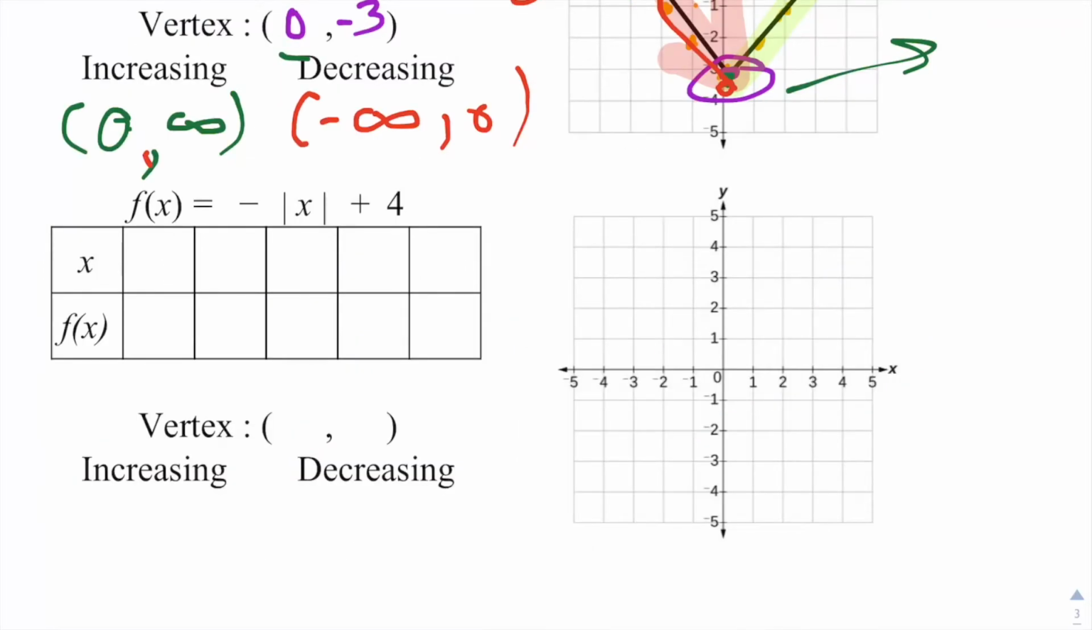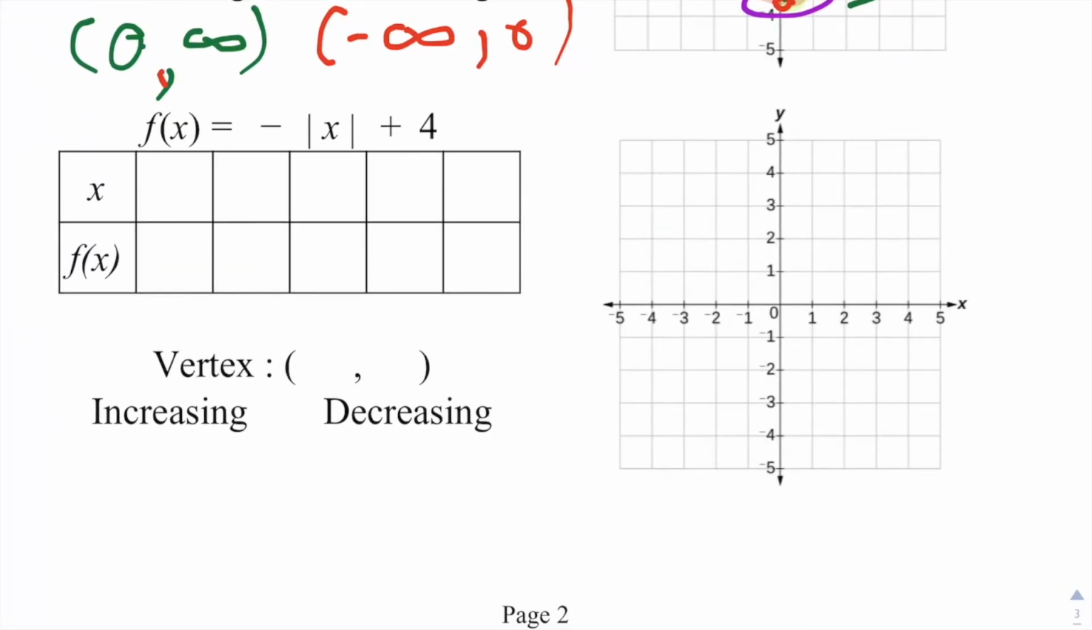Let's look at one more example. I'll go a little faster, but you guys can pause it if you need to or rewatch it. Again, I always like to start with easy inputs. So 0, 1, 2, and then -1, -2 on the back side.